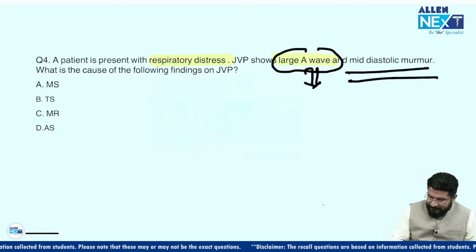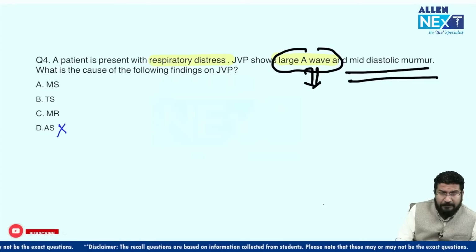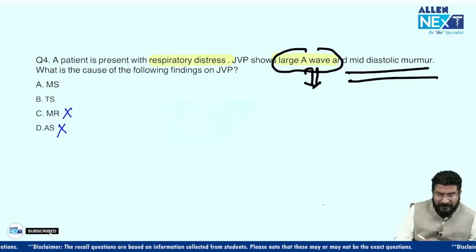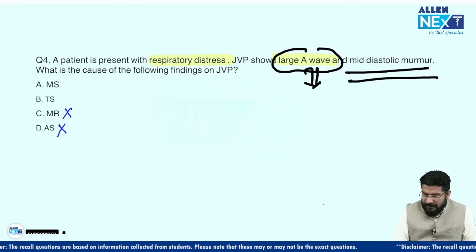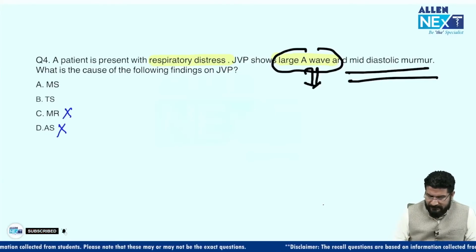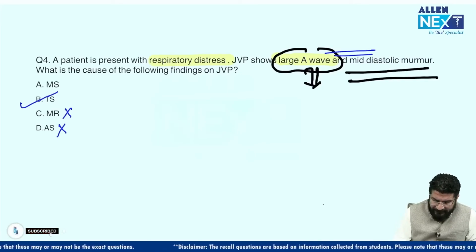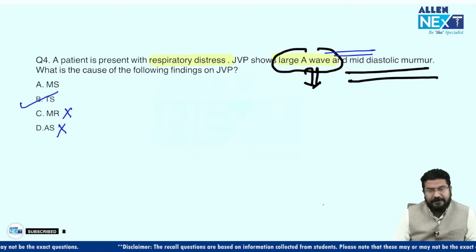Many of you have marked the answer. Clearly, in aortic stenosis you will see a systolic murmur, and in mitral regurgitation you will also see a systolic murmur. So the answer should be either A or B. Now, a mid diastolic murmur can also be seen in a patient of MS, but mid diastolic murmur with a large A wave is a feature of TS. So the answer for this question will be tricuspid stenosis.